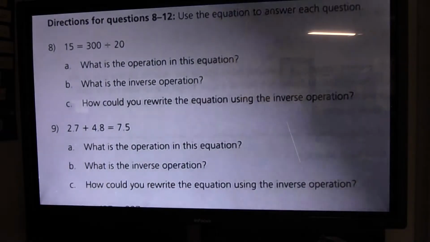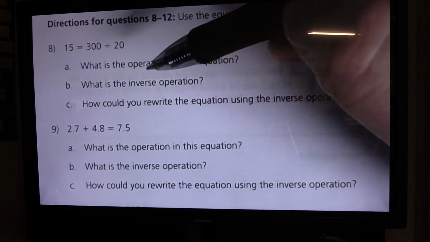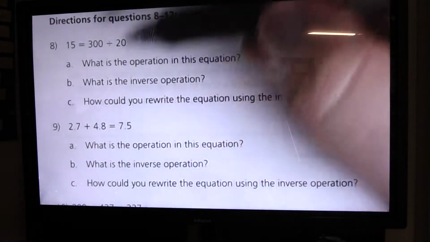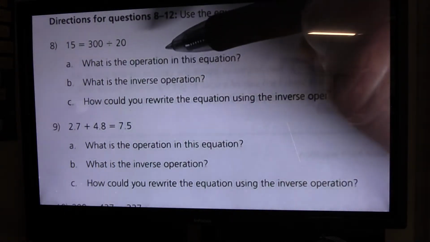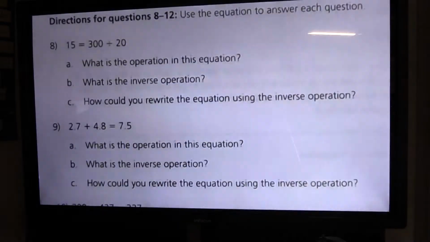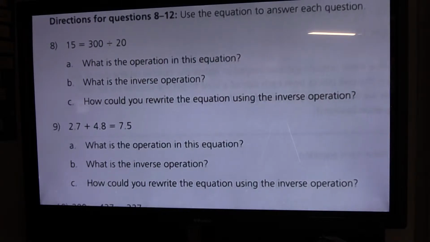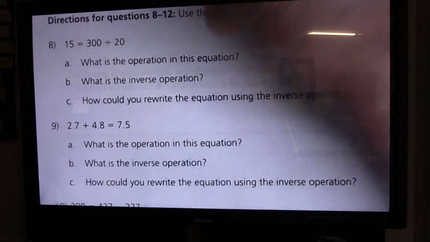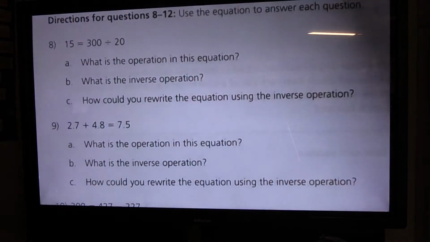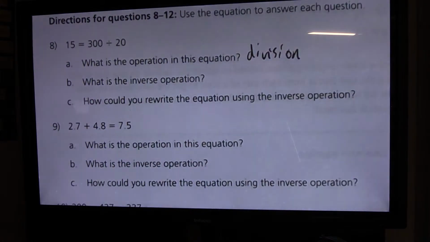Okay, when I look at this, it gives me some questions that I can answer, and I'm going to actually do 8 and 9 with my students because after we go through these questions, they'll understand better what it means to use inverse operations. All right, A says, what is the operation in this equation? And when you look at it, you have this division sign, so we know that division is the operation. Now, what is the inverse operation?